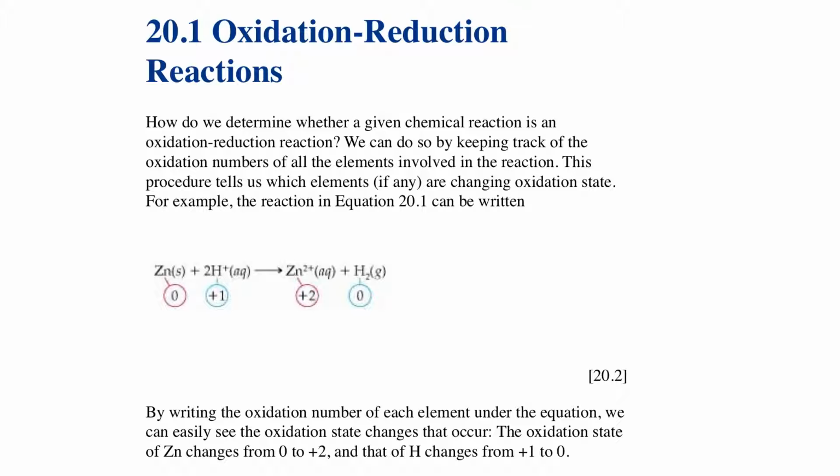For example, the reaction of equation 20.1 can be written: zinc solid, which has an oxidation number of 0, plus two protons, which each have an oxidation number of +1, yields a zinc ion, which has an oxidation number of +2, and hydrogen gas, which has an oxidation number of 0. By writing the oxidation number of each element under the equation, we can easily see the oxidation state changes that occur. The oxidation state of zinc changes from 0 to +2, and that of hydrogen changes from +1 to 0.